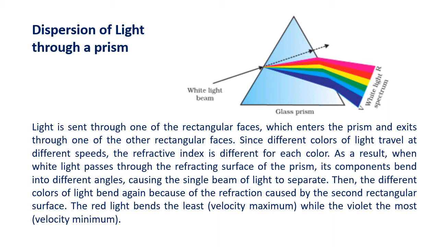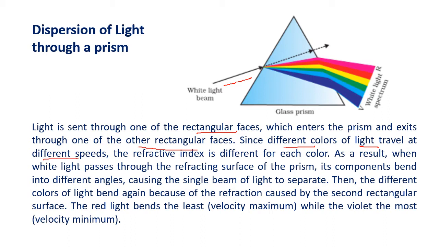So now we'll understand in detail. When white light is sent through one of the rectangular faces, it enters the prism and exits from the other rectangular face. Now you can see the reason I told you: different colors of light travel at different speeds.